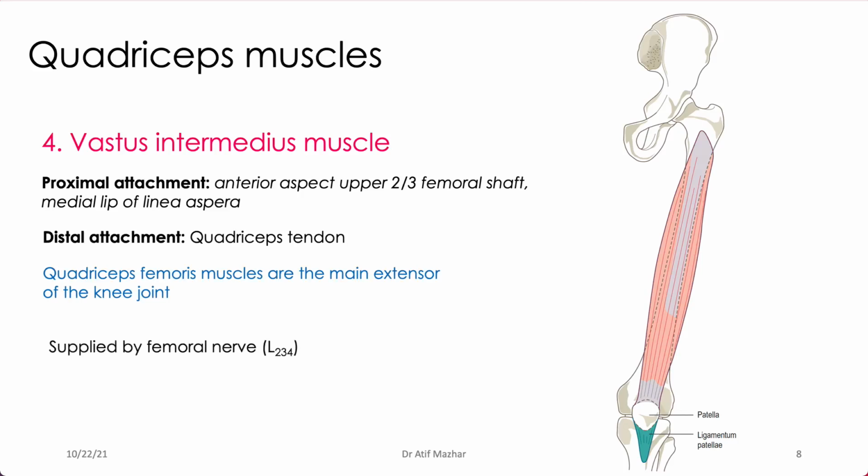So to summarize, quadriceps, 4 muscles: rectus femoris, vastus lateralis, vastus medialis, vastus intermedius.